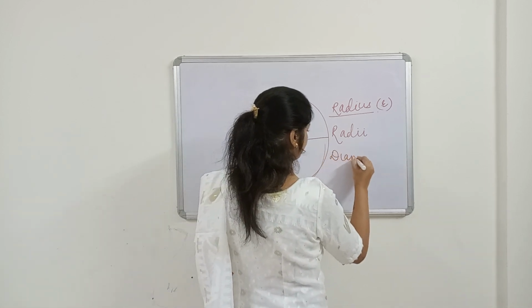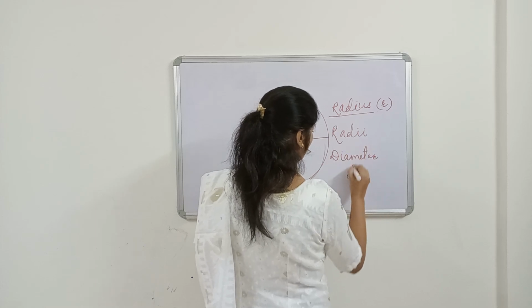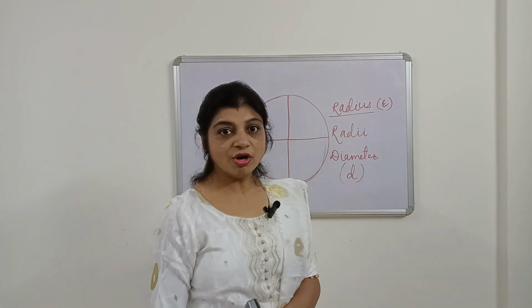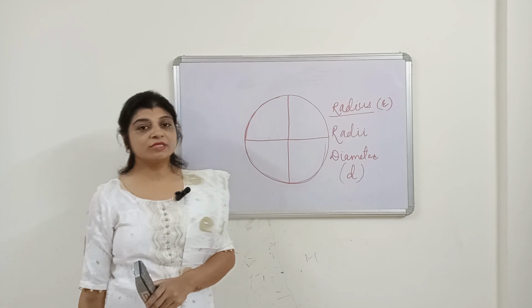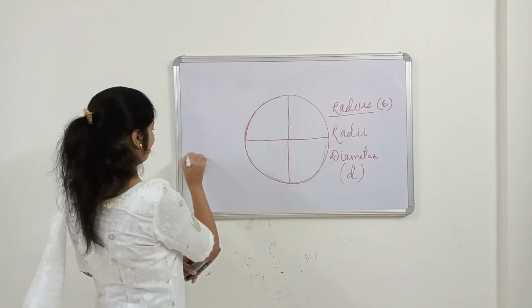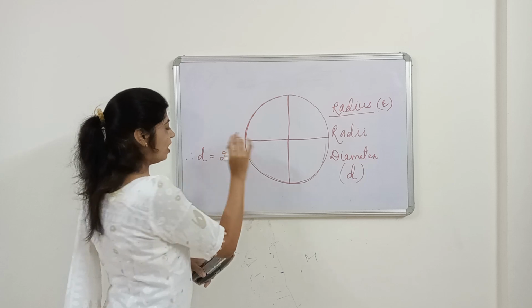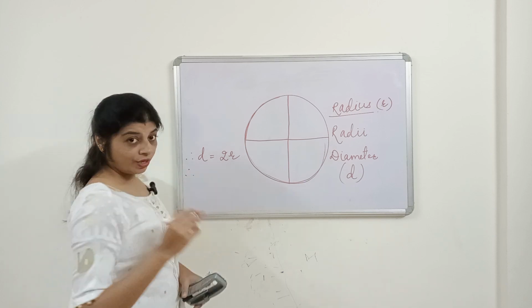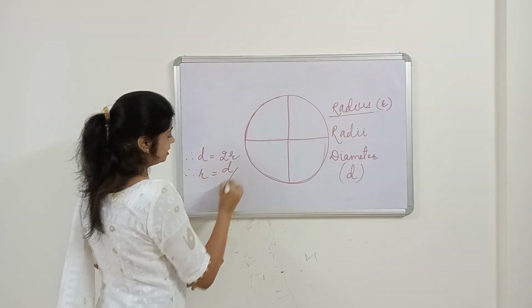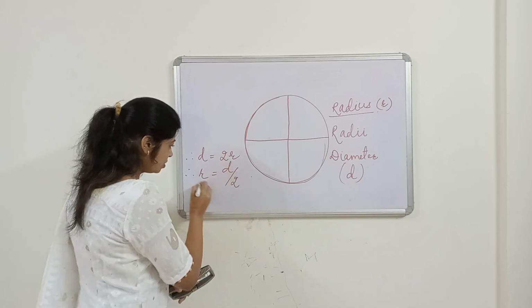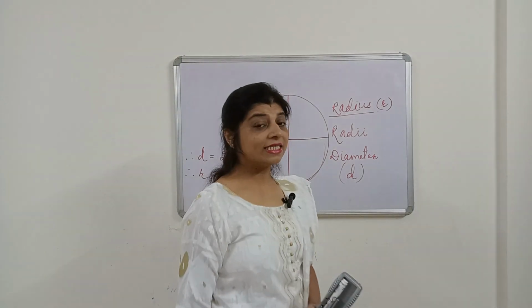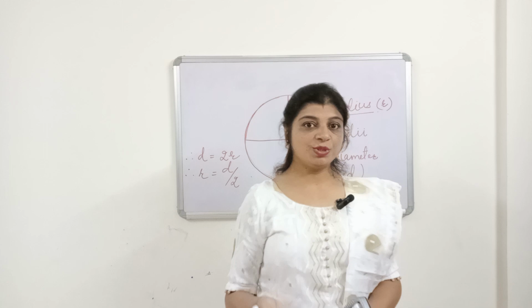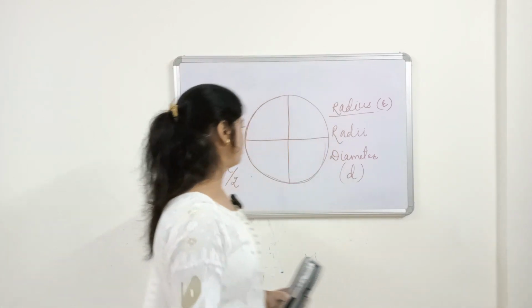So the diameter is denoted by a small d. If you want to define diameter in terms of radius, diameter is always 2 times the radius. Therefore, d equals 2r we write, and there is no sign between 2 and r, which means multiplication. Therefore you can write radius as d by 2. I have transposed this 2 to the other side, and as it is in multiplication, when transposing, that is shifting a term from one side to the other, its sign changes.